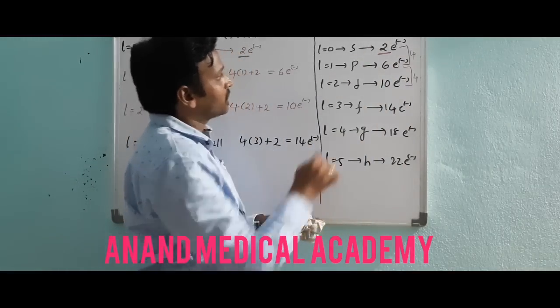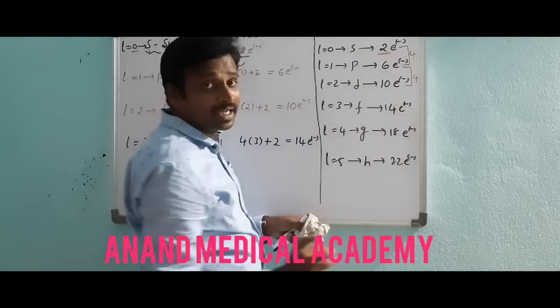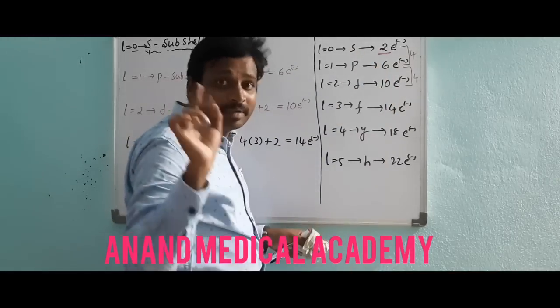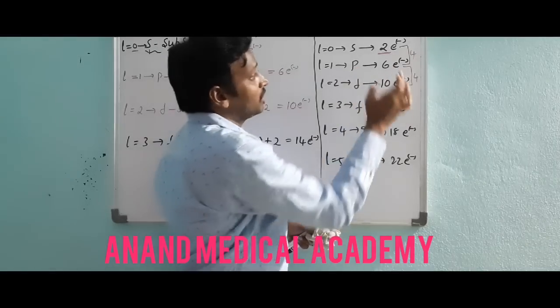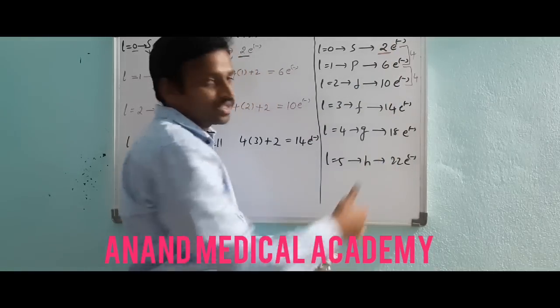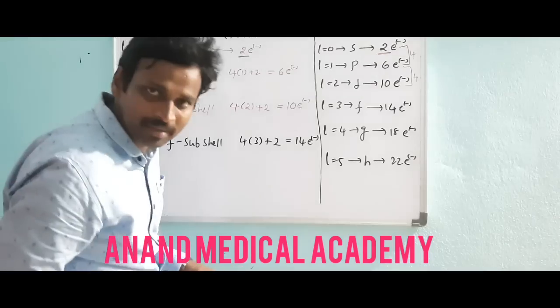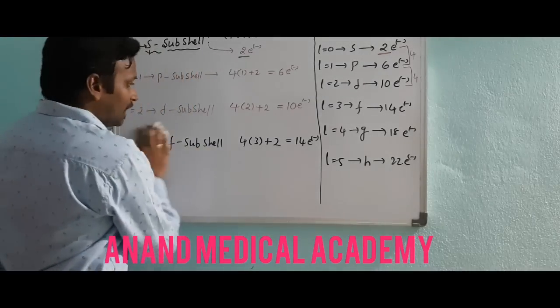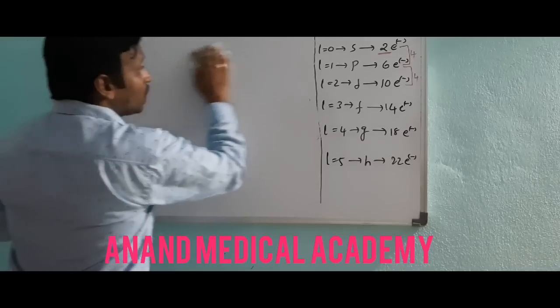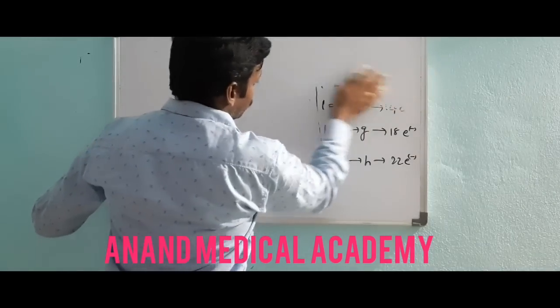How many electrons are present? The S subshell has how many electrons? Under S, 2 electrons. S subshell means 2 electrons. P subshell means 6 electrons. D subshell means 10 electrons. 4 is the difference. Very simple. Got it? So you can write all of these in one place and understand the energy of subshells also.